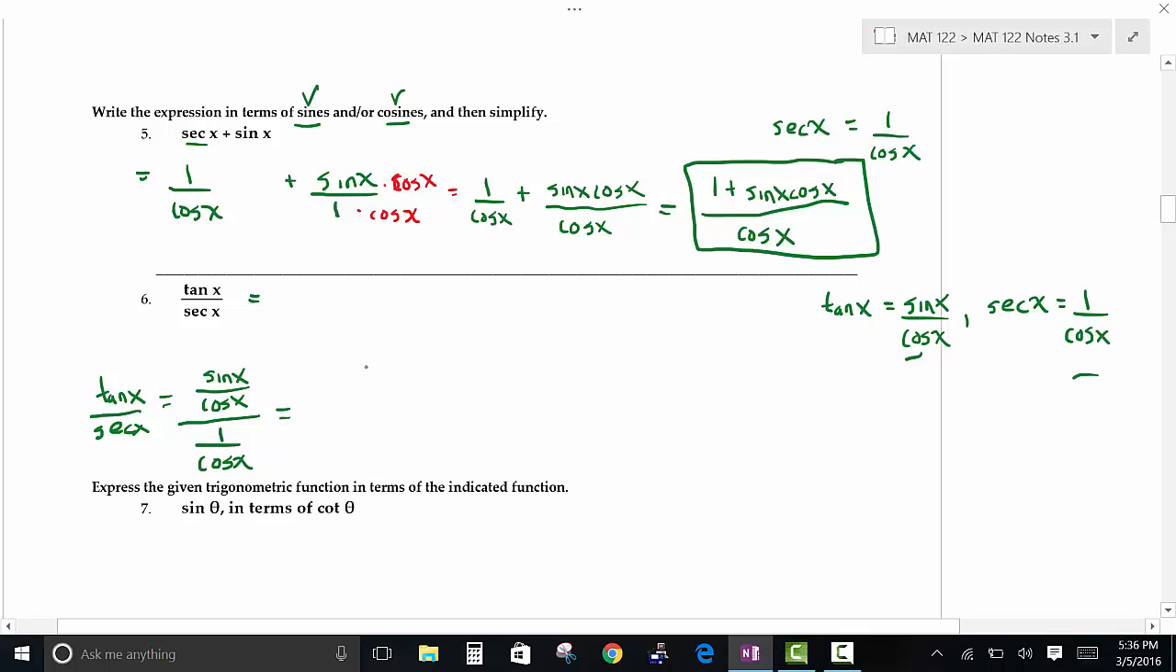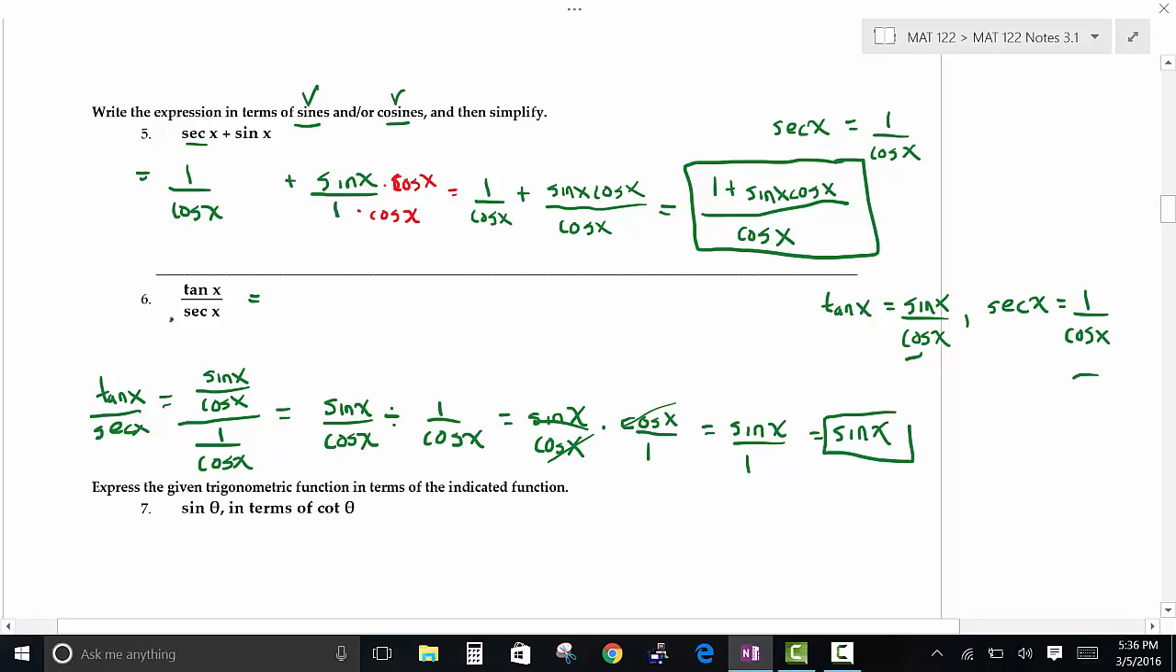So this is a division problem, so you could write it as sine of x over cosine of x divided by 1 over cosine of x, and then you could multiply by the reciprocal. So this is really the sine of x over the cosine of x times the cosine of x over 1. What happens is the cosines divide out, so you'd have sine x over 1, which is just equal to the sine of x. So it turns out that this expression is really the same as just the sine of x. They're mathematically equivalent to each other.